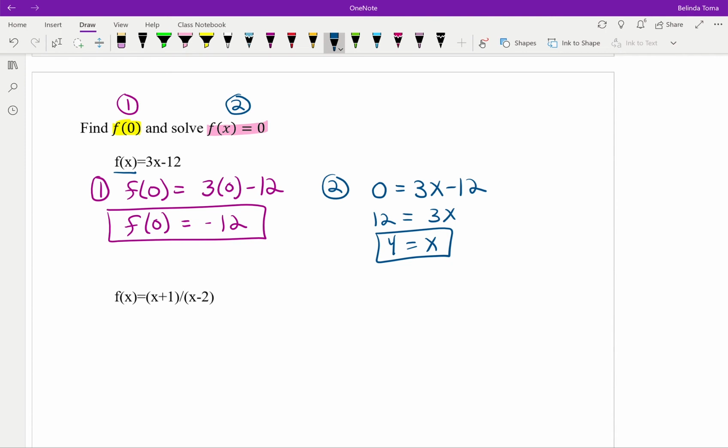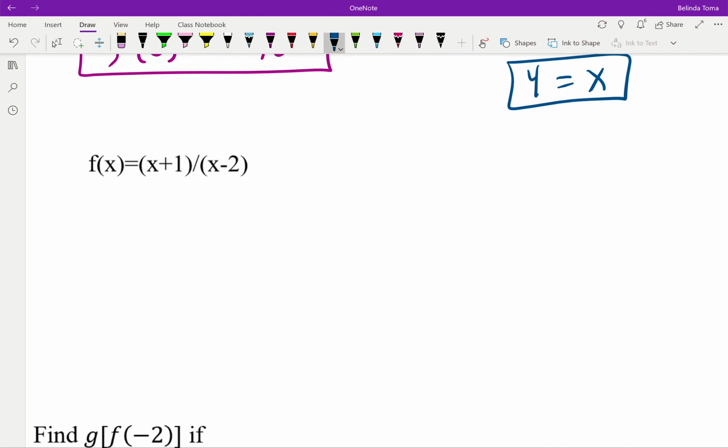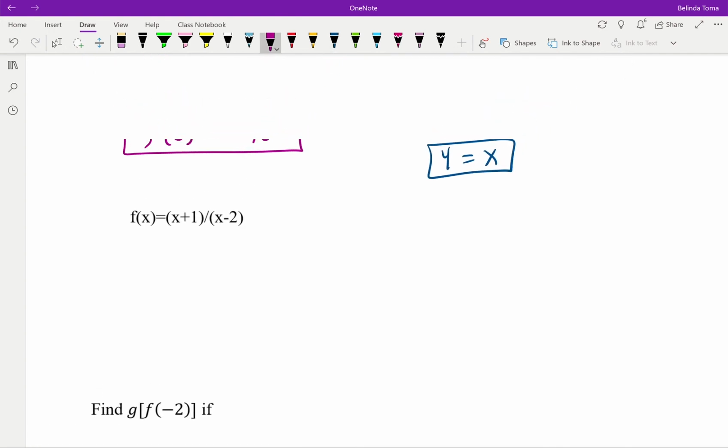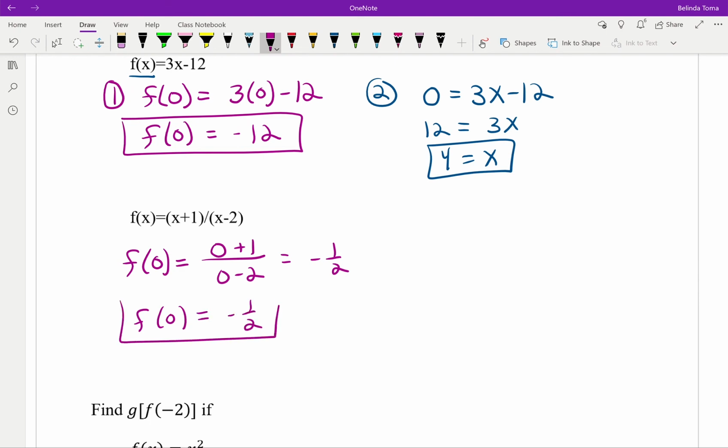So in this one, we have f of x is equal to x plus 1 over x minus 2. And so again, we are going to first put into the function 0. So that's going to be f of 0 is equal to, again, this is a division symbol, so this is going to be 0 plus 1 over 0 minus 2. Well, that's going to give us -1/2. So when we put in 0, we get out -1/2.